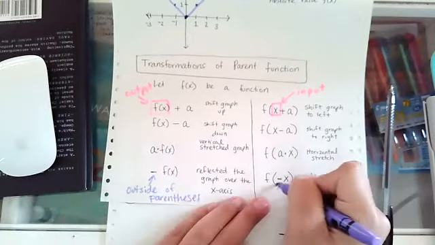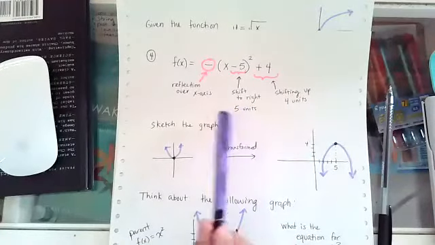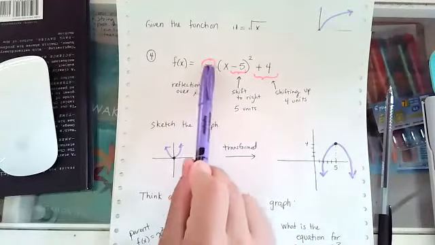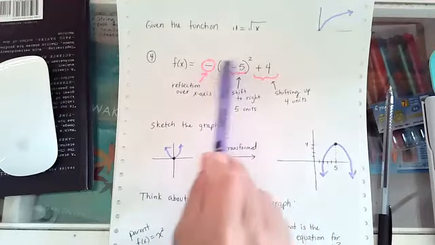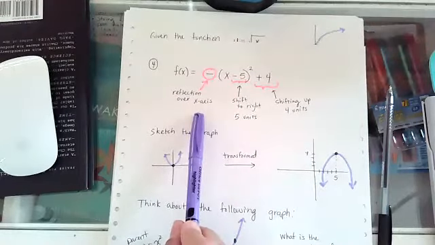So like this example here that we did, I would say to myself, okay, the negative sign's on the outside of the parentheses here. So that's what's telling me that it's an x reflection. I'm subtracting a number inside the parentheses. So that's left and right.